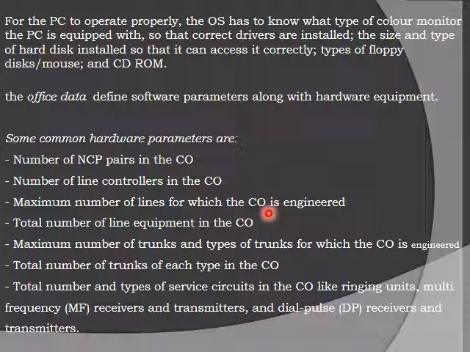See, normally the local exchange office or common office is to be designed to handle a maximum number of customers or number of lines. Total number of line equipments corresponding to these number of lines, maximum number of trunks and types of trunks like junction, tandem, like that. Total number of trunks of each type, when they got serviced, what are their warranty period, and ringing units, multi-frequency systems, dial-up systems, like that. So all those things should be maintained properly in the office data, which is coming under hardware.